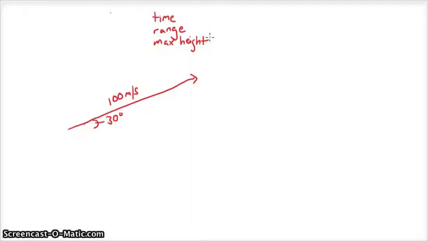So we're going to start off by solving for time. And the reason why we're going to start with time is because if we're solving for range or for max height, we need the time in order to find both of those things. So the time is the number one thing you always want to solve for.